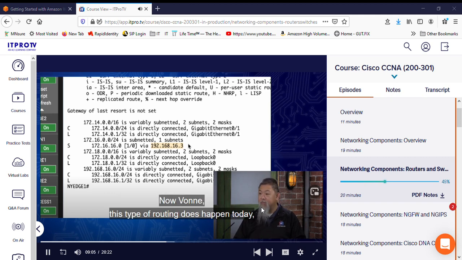Now, Vaughn, this type of routing does happen today, especially when we know exactly where that route is going to go and don't have to worry about anything else. We can do the static routing and manually configure that.